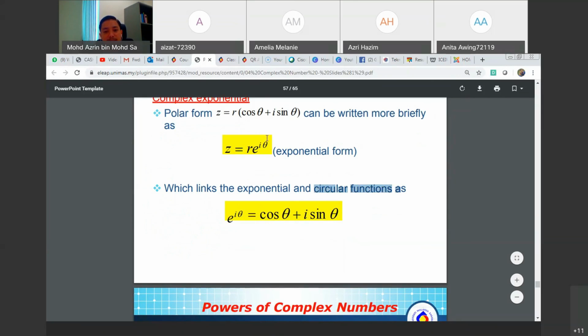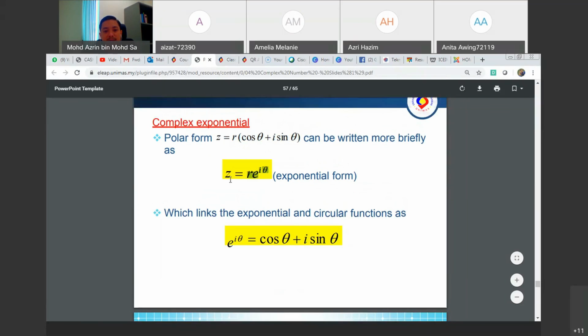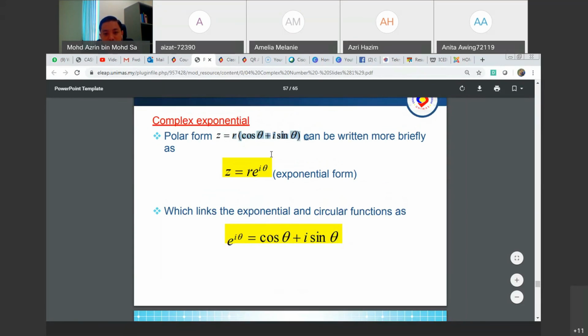So tukar kat sini. Sama je kan? r cos theta plus i sin theta sebenarnya sama lah dengan polar form. Cuma dia singkatkan, secara mudahnya disingkatkan untuk menjadi z equal to r exponential i theta. So i and theta saja. So ni exponential punya. Ini sama dengan polar form.